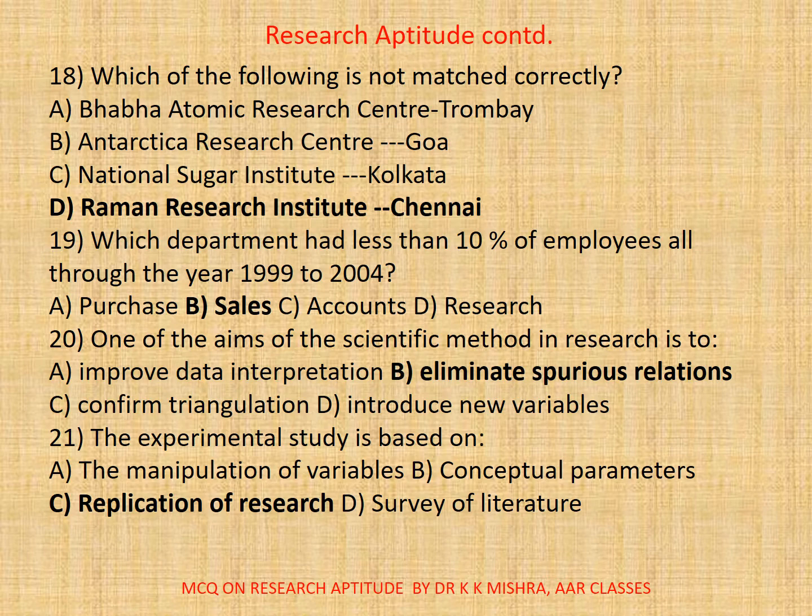20. One of the aims of scientific method in research is to A. Improve data interpretation. B. Eliminate spurious relations. C. Confirm triangulation. D. Introduce new variables. Correct option is B. Eliminate spurious relations.